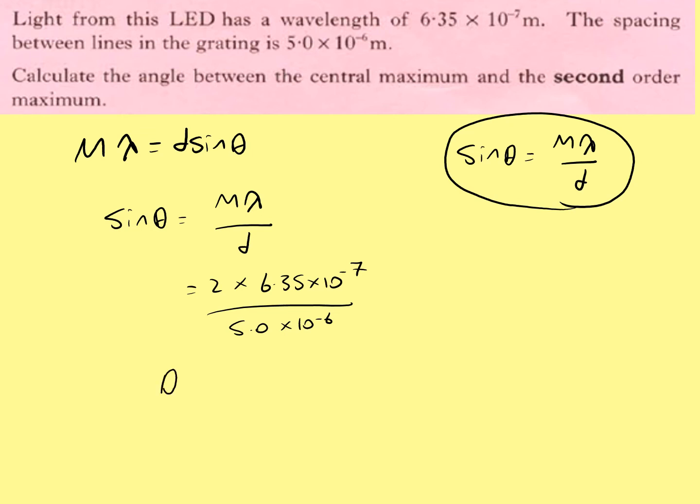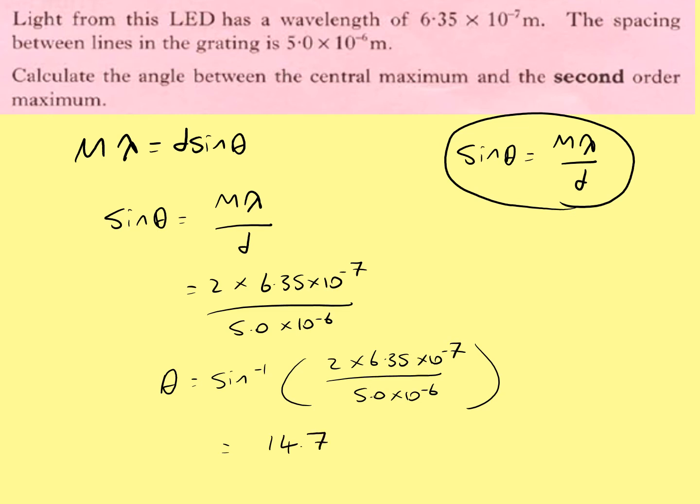That means theta is equal to the inverse sine of this, which gives us a value of 14.7 degrees. Note, we must have the degree symbol. 15 degrees would also be accepted.